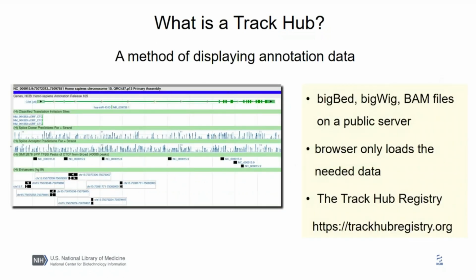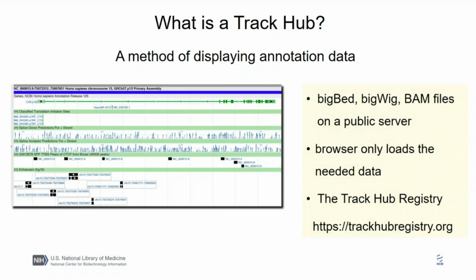So from a user's point of view, a Track Hub is simply a method of displaying annotation data. These data can be epigenomics, proteomics, they can be expression data, features like transcription start sites, that sort of thing. These are typically pretty large files in formats like BigBed, BigWig, and BAM. And the real advantages of Track Hubs are that the data are on a remote server relative to you so that you don't have to maintain the data.